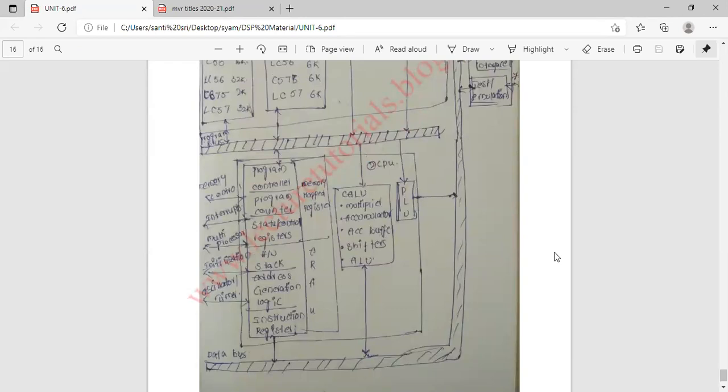CPU and on-chip memory, also note down. CPU and on-chip memory, also note down. Okay.